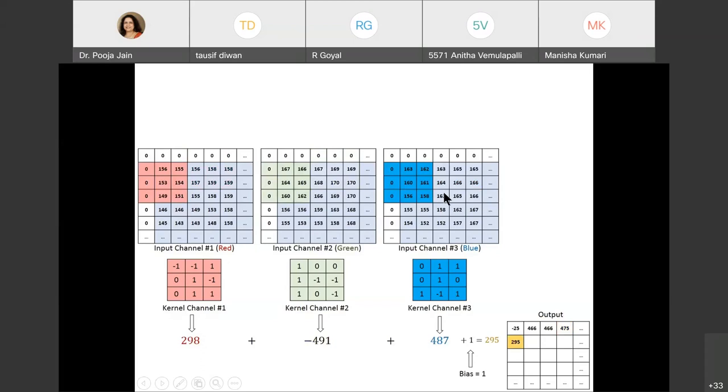So, nine parameters for the first channel of the filter, these nine parameters correspond to the second channel of filter one, and these nine parameters correspond to the third channel of the same filter. We want the optimum value of each and every channel of the filters.